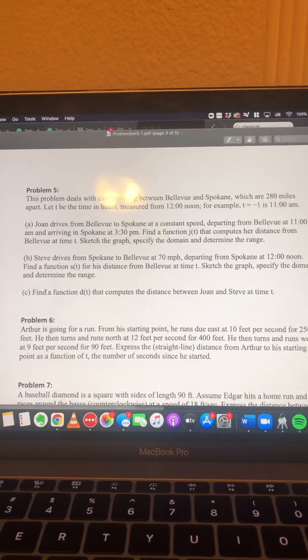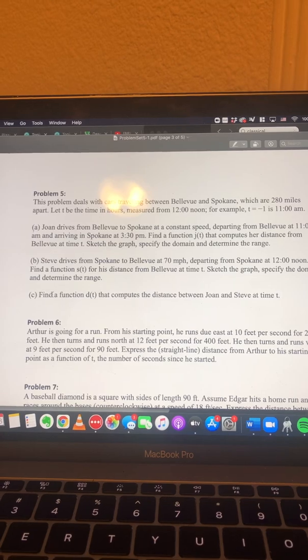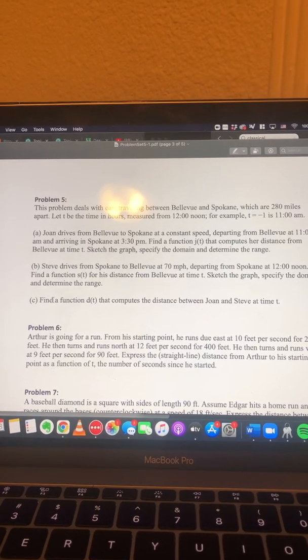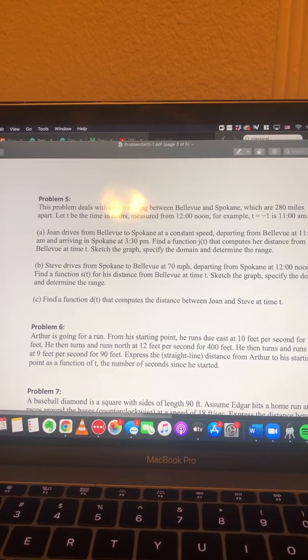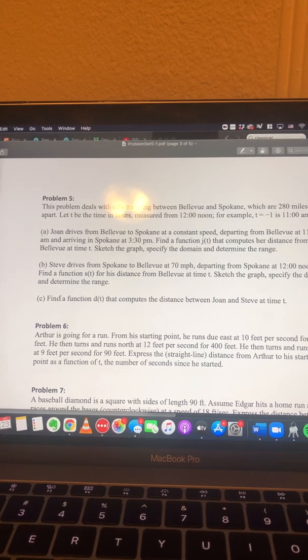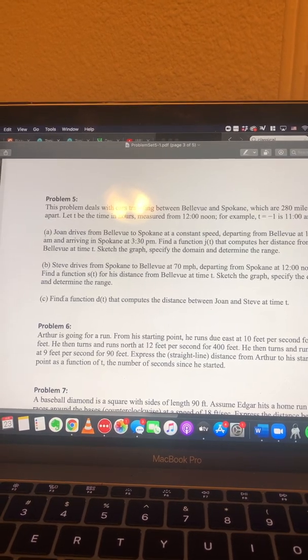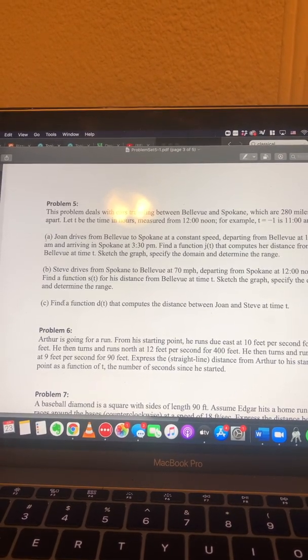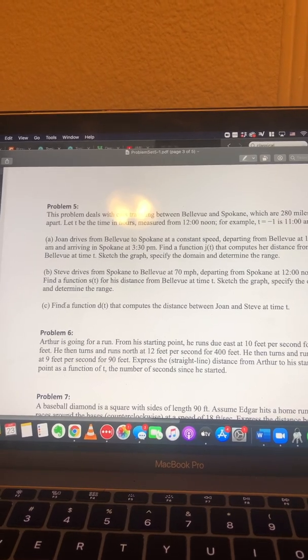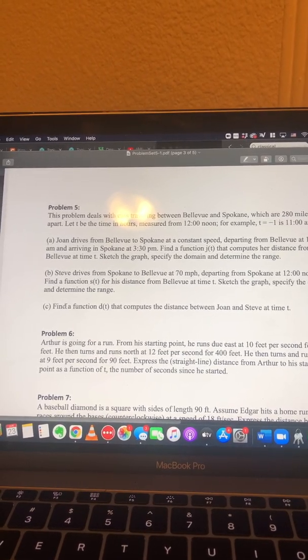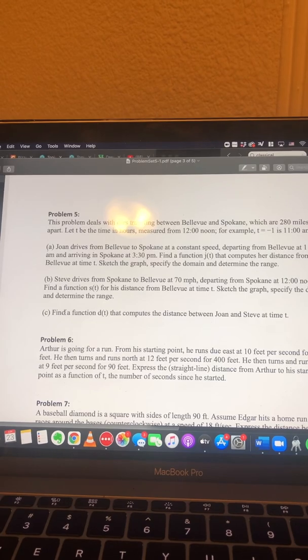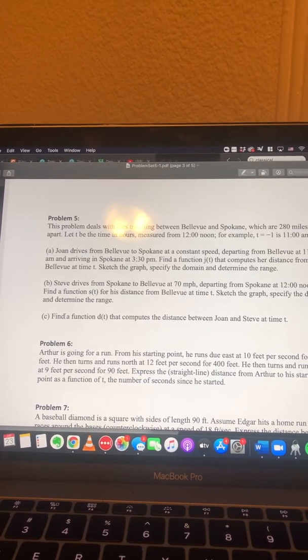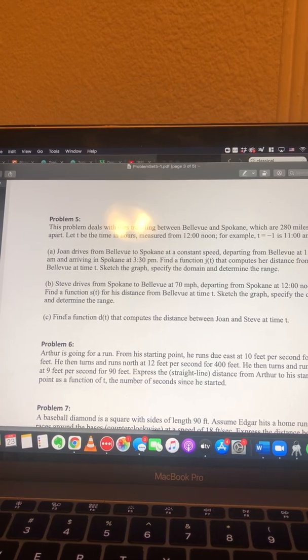Part A asks us to find a function j of t that computes her distance from Bellevue at time t, and then sketch a graph, specifying the domain and determining the range, when she's driving from Bellevue to Spokane, leaving Bellevue at 11 or t equals -1, and arriving in Spokane at 3:30 p.m., or t equals 3.5.